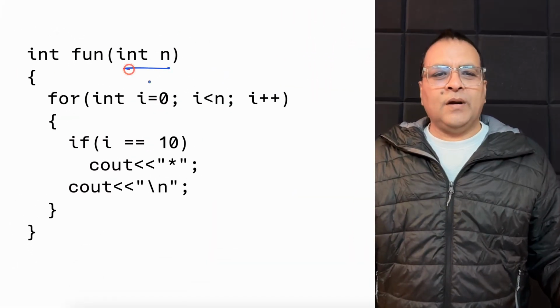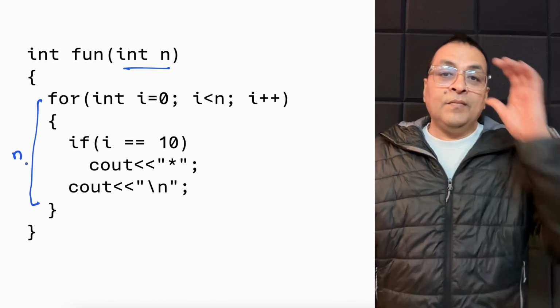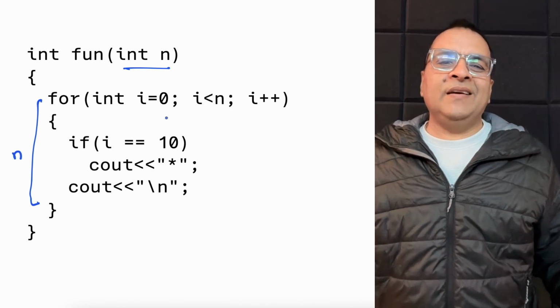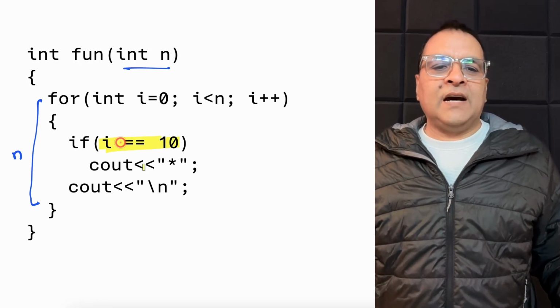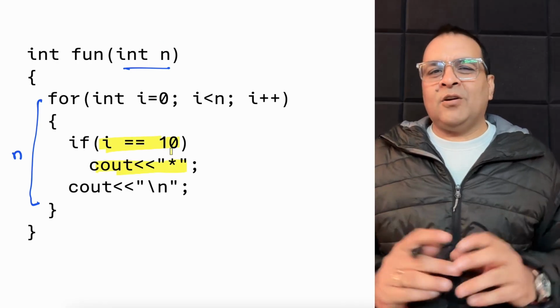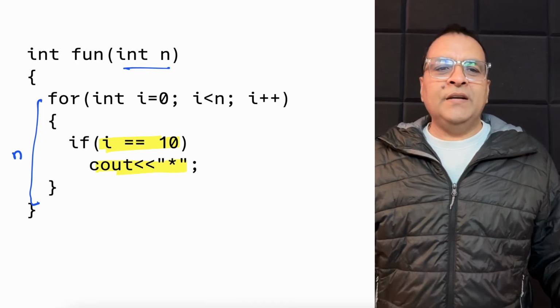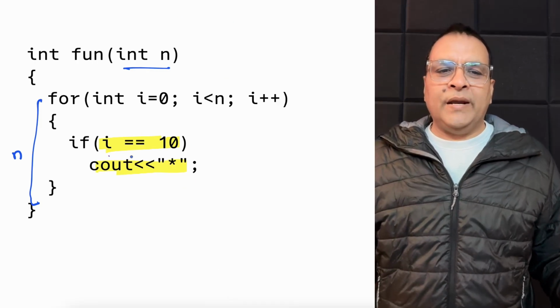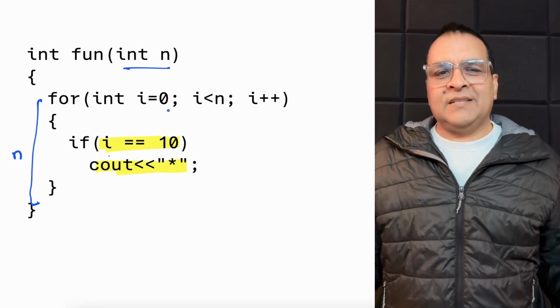Now consider this code. This function is taking one parameter n. The outer loop is getting executed n times, and only for i equal to 10, the star will get printed. Otherwise, the star will not get printed. Let us remove even this statement. So this function will print only one star, and that too when i is equal to 10. If the value of i is less than 10, then it will not print even a single star.